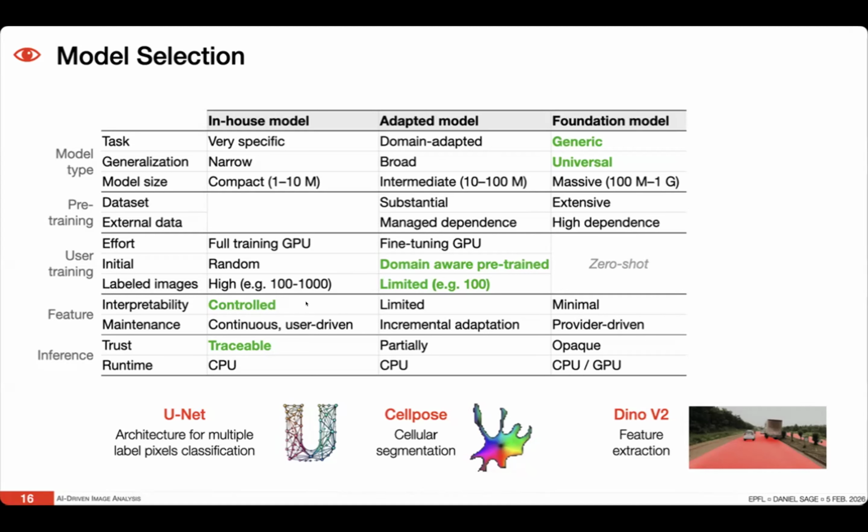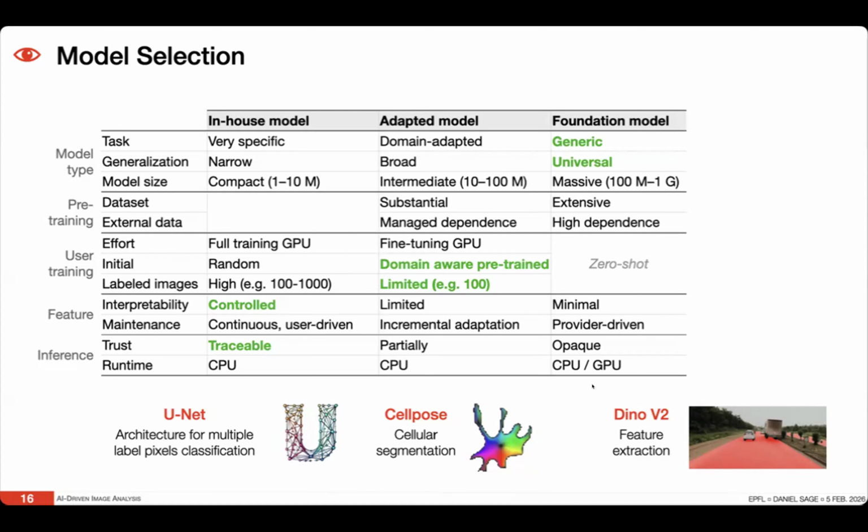So in terms of interpretability, obviously in the in-house model, you can control everything because you control the data. You can very easily maintain it. If you want to improve your model, you can just add images. You are trustful in your system because you know the data that you have to put in the system, and the inference is very short to run on the CPU.